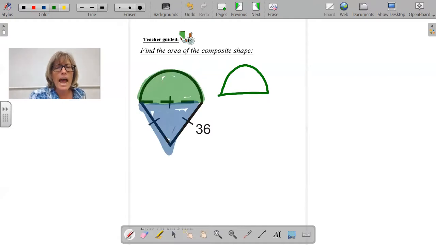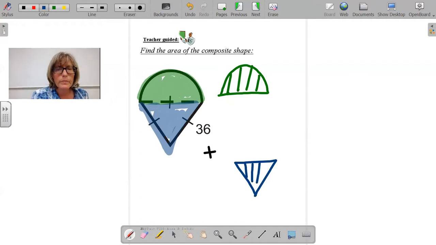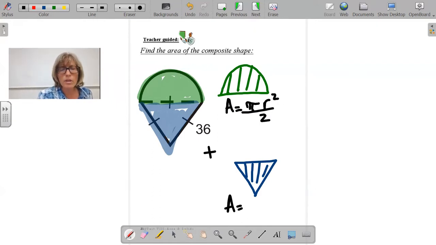So I'm going to be adding the area of a half circle added to the area of a triangle. Area of a half circle, of course, is going to be pi r squared over 2. Area of my triangle is base times height over 2.